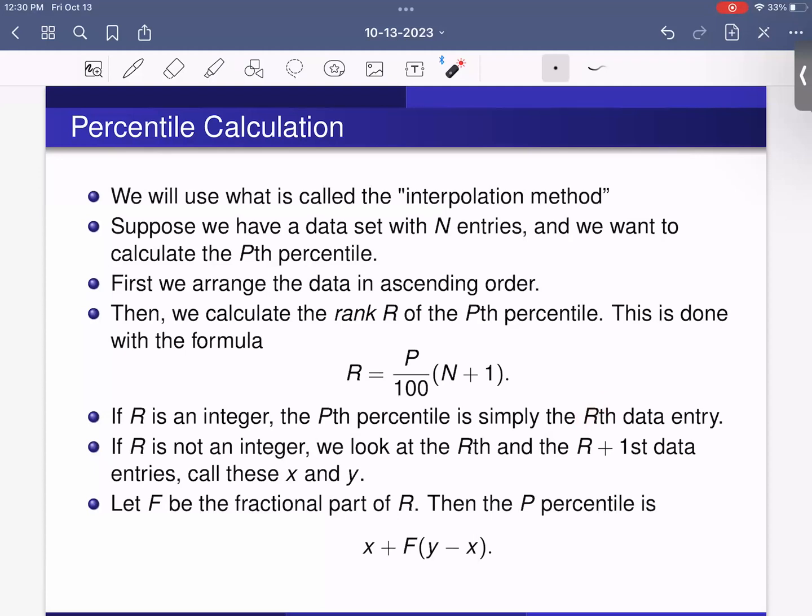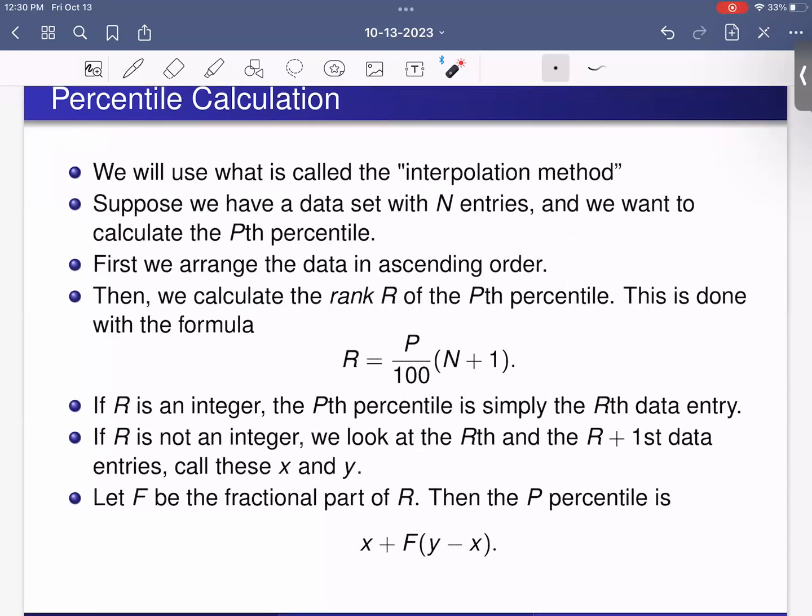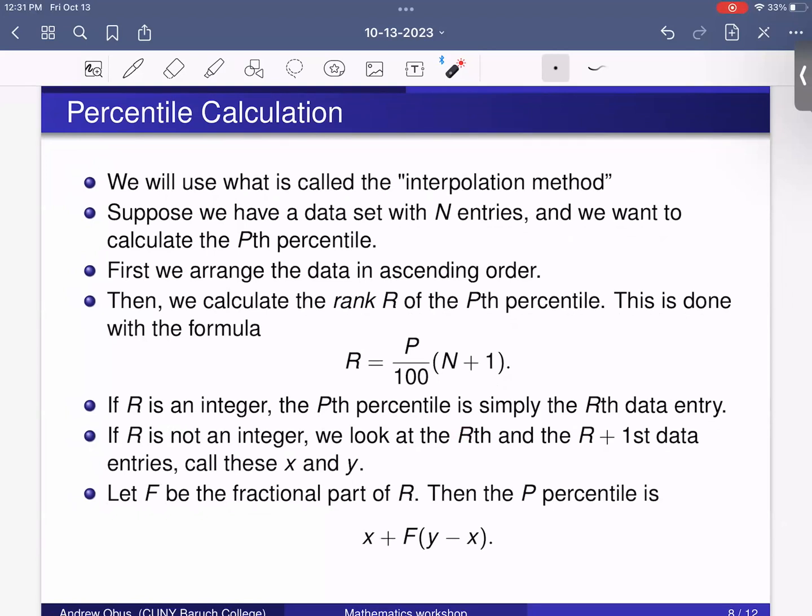Now, if R is not an integer, then it gets a little bit more complicated, and this is where there are different methods that do different things. If R is not an integer, then you have to look at both the rth and the R plus first data entries. I guess what I should really say is we're taking the floor function. For example, if R equals 3.75, look at both the third and the fourth data entries.